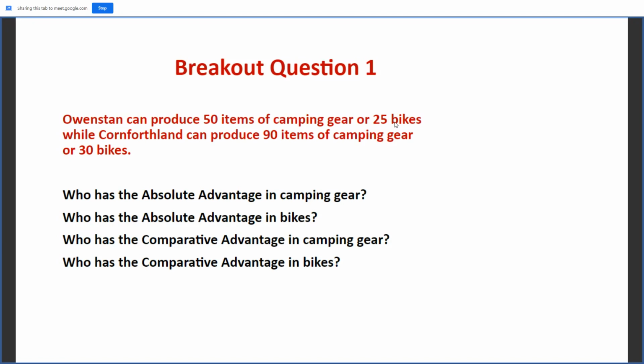And then as far as bikes go, I'm going to hold the comparative advantage in bike production because every time I build a bike, I give up the ability to make 2 items of camping gear, whereas every time Cornforth makes a bike, he gives up 3 items of camping gear. So I hold the comparative advantage for bikes. Cornforth held it for camping gear. We all on board with that one? Sweet. All right. That brings us to the next one.